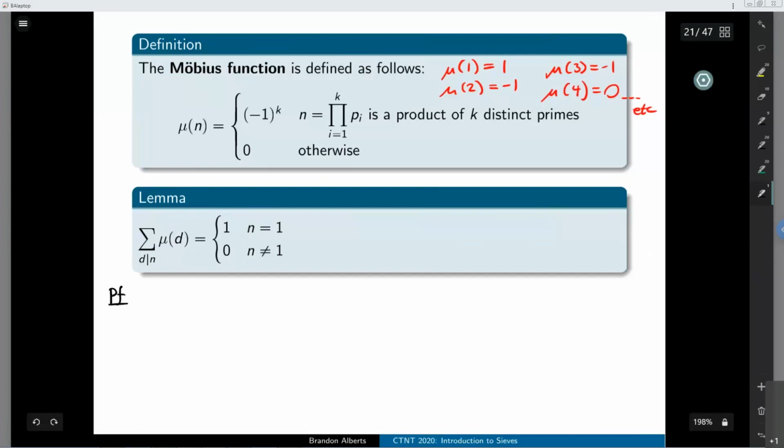So let's write down the proof. If n equals 1, again, this is just a sum of a single term. It's mu of 1. There's nothing to cancel out. That's just equal to 1. Otherwise, let's say that n is not 1, so it's a product of powers of primes.